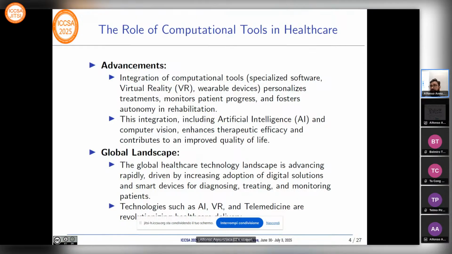So the integration of these areas, virtual reality, IHC, interface human computing, with AI, artificial intelligence, enhances therapeutic efficacy and contributes to an improvement of quality of life.